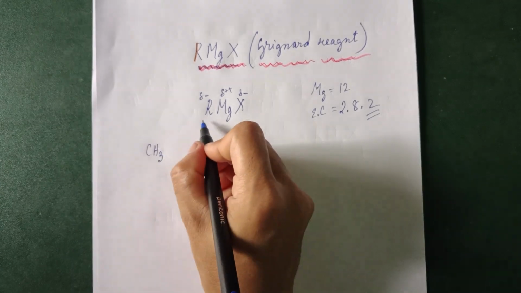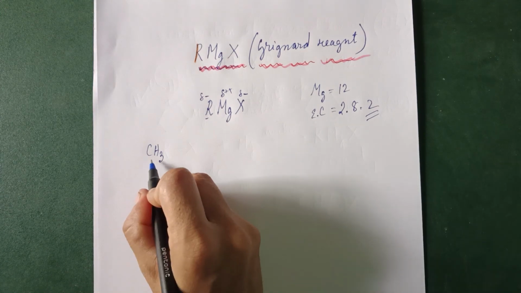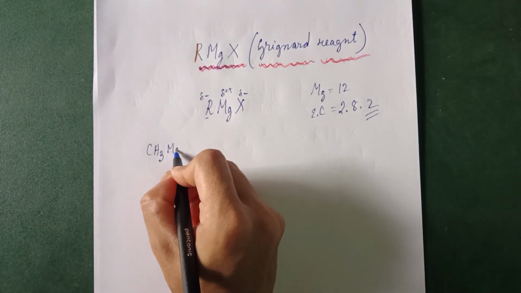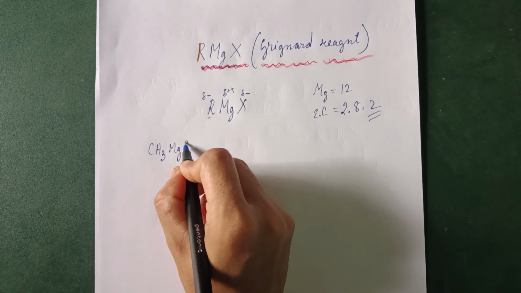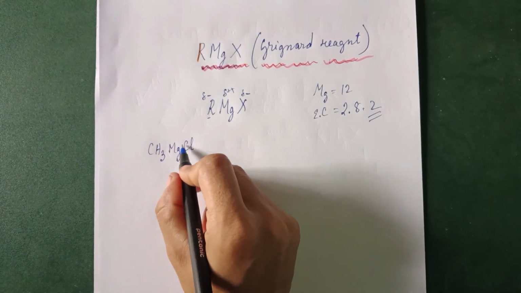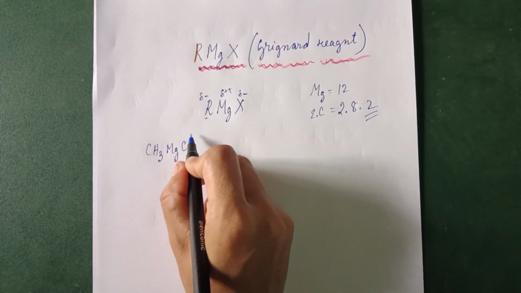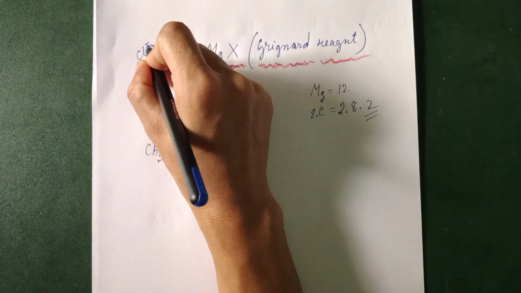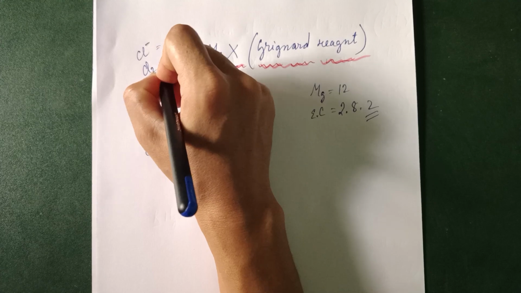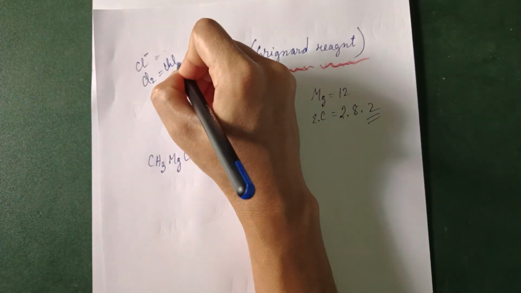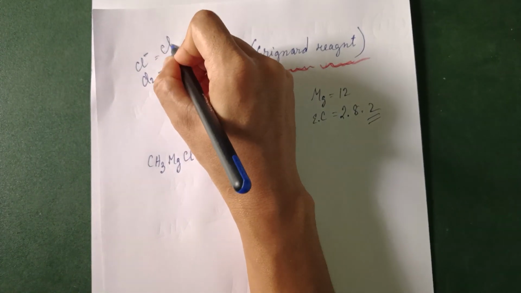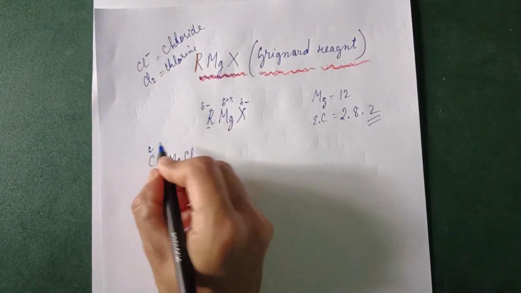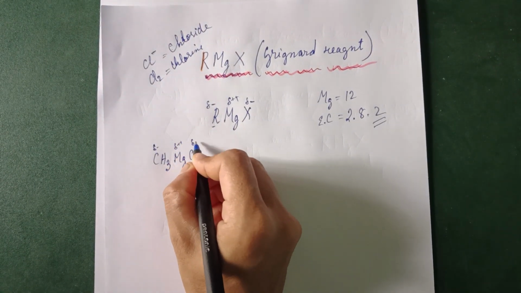Any Grignard reagent, let us take R. R is your alkyl group, so I have taken methyl here, only one carbon. Magnesium is always fixed. Then the halide, let us take chlorine. Cl minus is called chloride, the negative charge. Cl2 is called chlorine. So now we know this is negative, this is positive, this is negative.